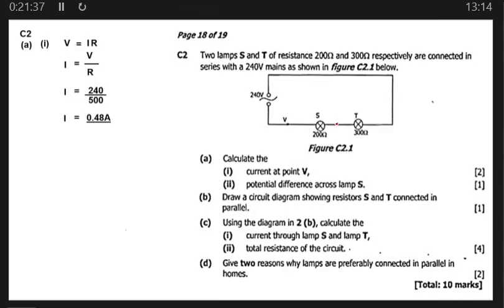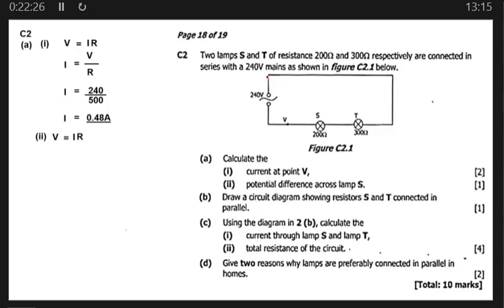So for us to be able to calculate the potential difference at lamp S, we must first understand that the potential difference of lamp S and lamp T are different. So we are going to say, since we want potential difference, we'll put the formula: potential difference, which is voltage, is equal to current times resistor. So we know the current that is passing here.